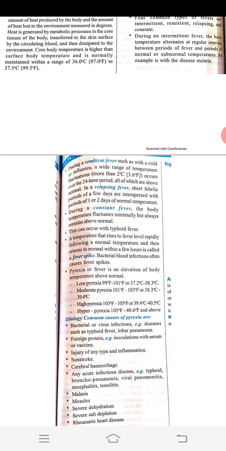Then the remittent fever. In remittent fever, there is a wide range of temperature fluctuations over a 24-hour period, and the temperature varies more than 2 degrees between morning and evening. Here the temperature does not reach normal, and is always above normal. An example is cold and influenza. So in a patient who has illness like cold and influenza, the temperature does not reach normal, stays above normal, and varies more than 2 degrees between morning and evening. That is known as remittent fever.